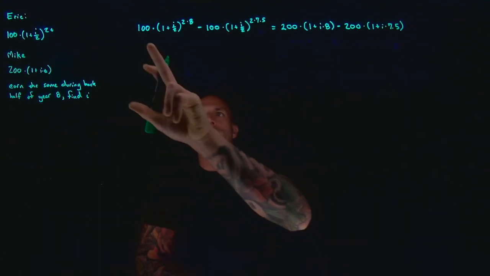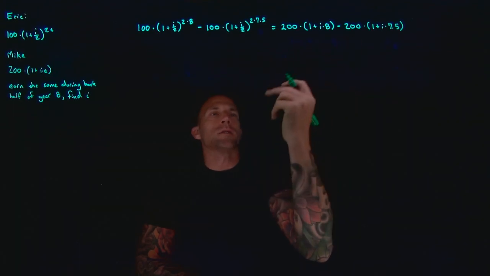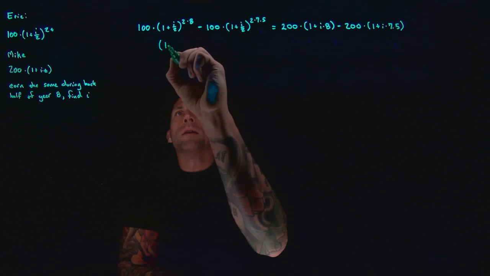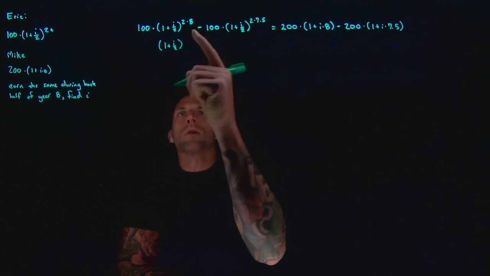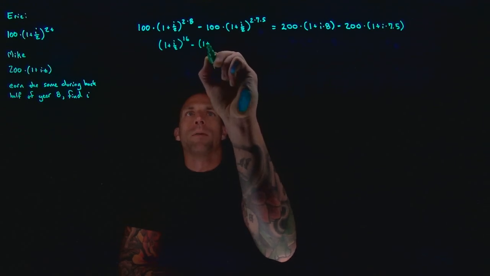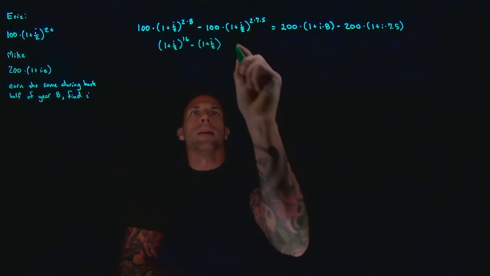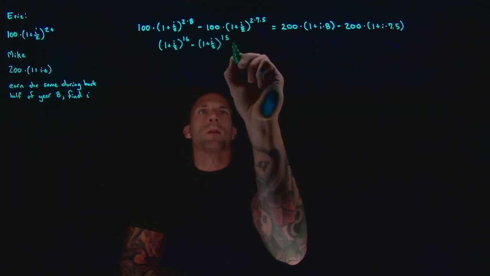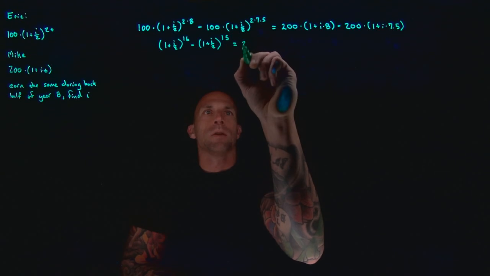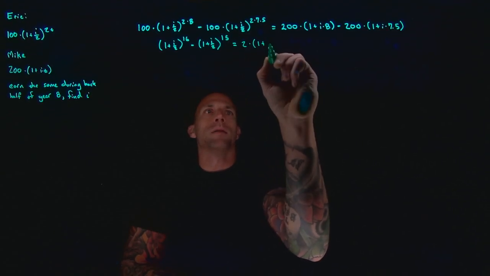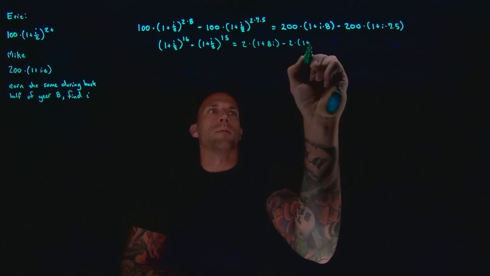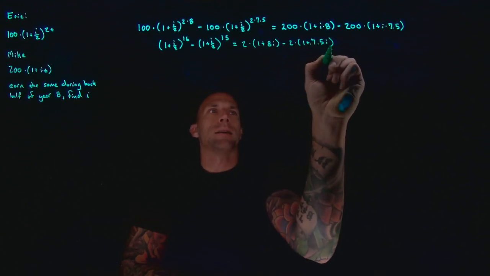So, first thing to do is handle these constants out front. I'm going to divide everything by 100 to get (1 + i/2)^16 minus (1 + i/2)^15 equals, divided by 100, so that's 2 times (1 + 8i) minus 2 times (1 + 7.5i).